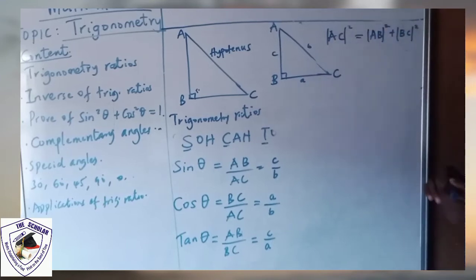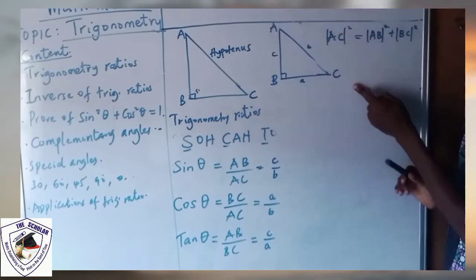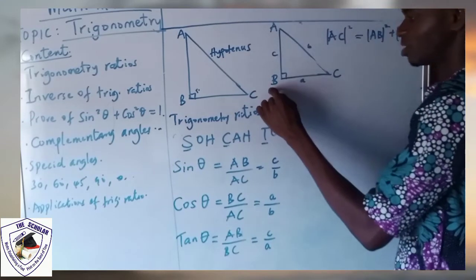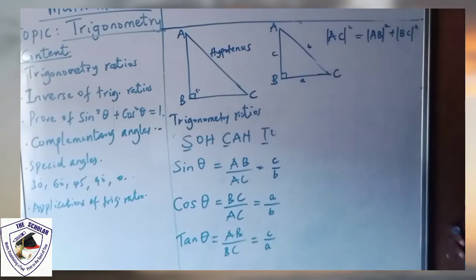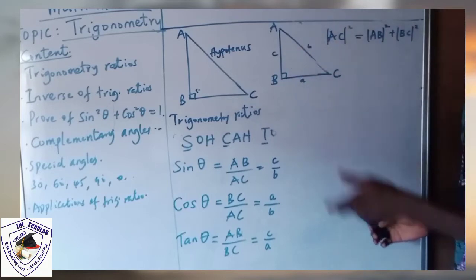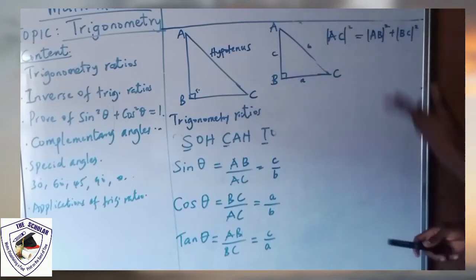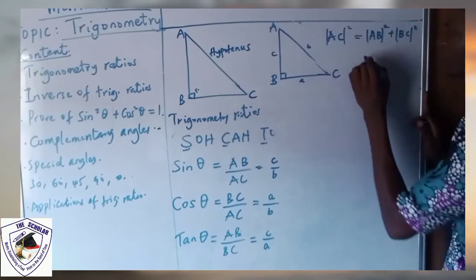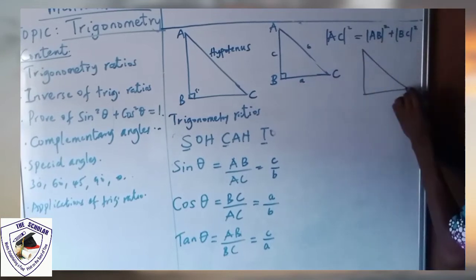This is what we call Pythagoras theorem. The square of the hypotenuse is equal to the sum of the squares of the other two sides. It means that if two sides are known, I can easily get the third side. Let's look at the application. For example, let's say I'm given a right angle triangle in this form.